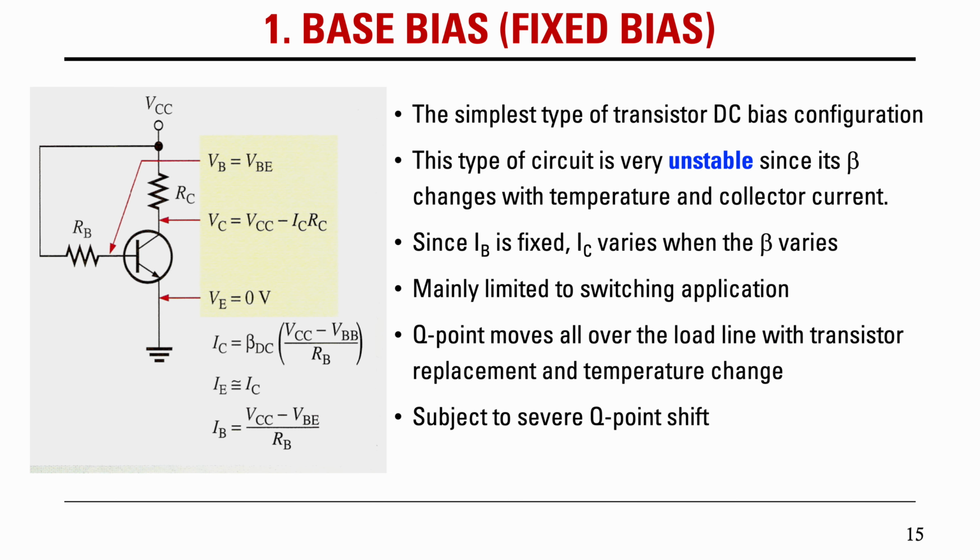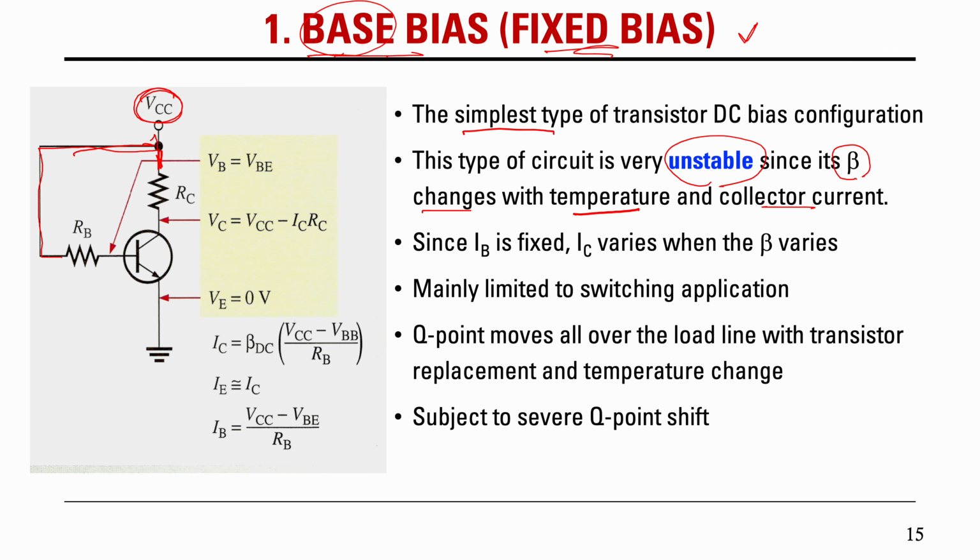In our previous class last week, we discussed the fixed bias, which is also known as the base bias. This is the simplest type of transistor bias circuit, however it is unstable. Why? Because the value of beta changes based on the temperature and the collector current, meaning it depends solely on the value of the collector current. So how do you know that it is a base bias or fixed bias? You can look at the base, which is connected to the collector, and it only has one source.